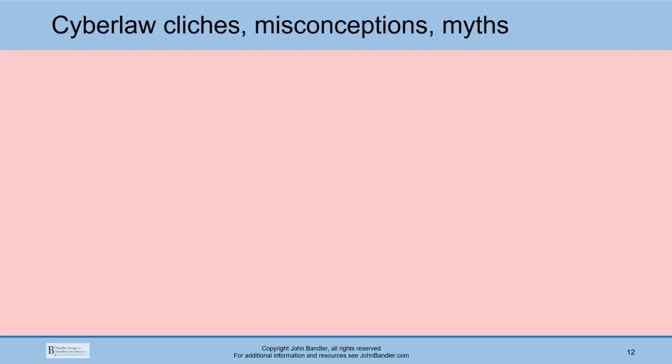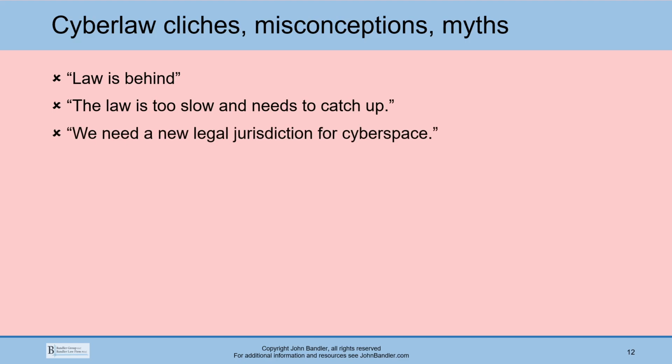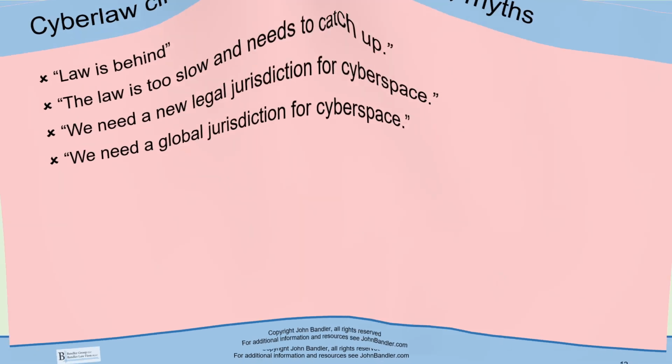There are some cliches, misconceptions, and myths about cyber law. Sometimes people say the law is behind. The law is too slow and needs to catch up. We need a new legal jurisdiction for cyberspace. We need a global jurisdiction for cyberspace. I submit that the more you learn about cyber law, you'll see that these don't quite capture the issues we're having with cyber law. More in another video someday, or check my book or online course.